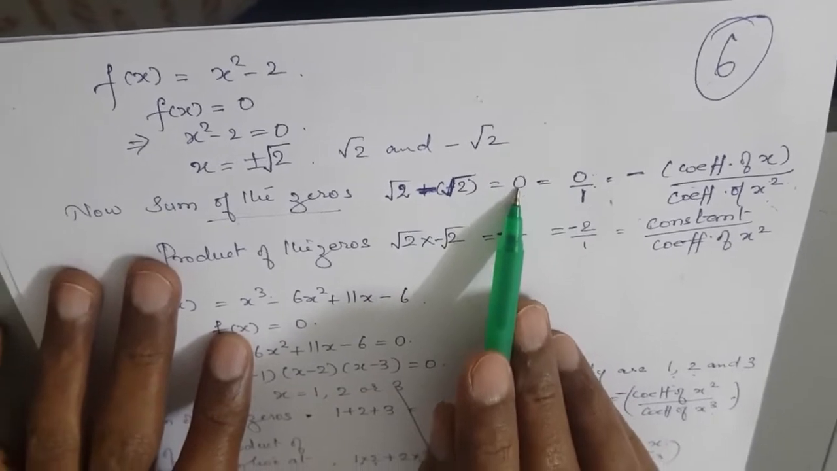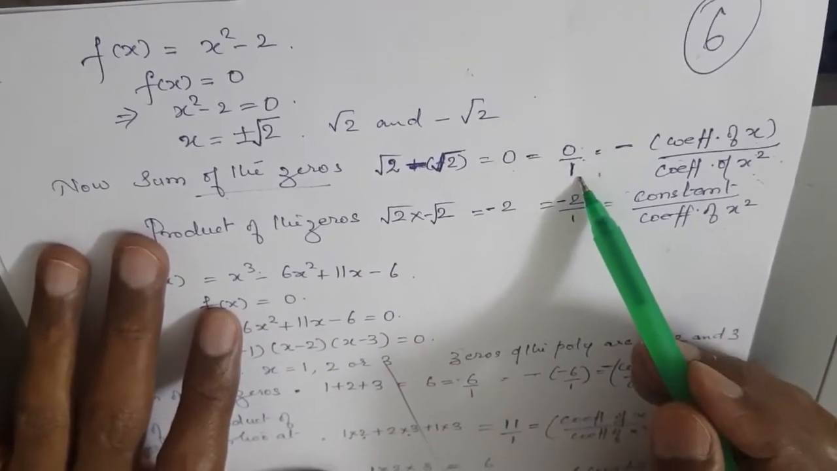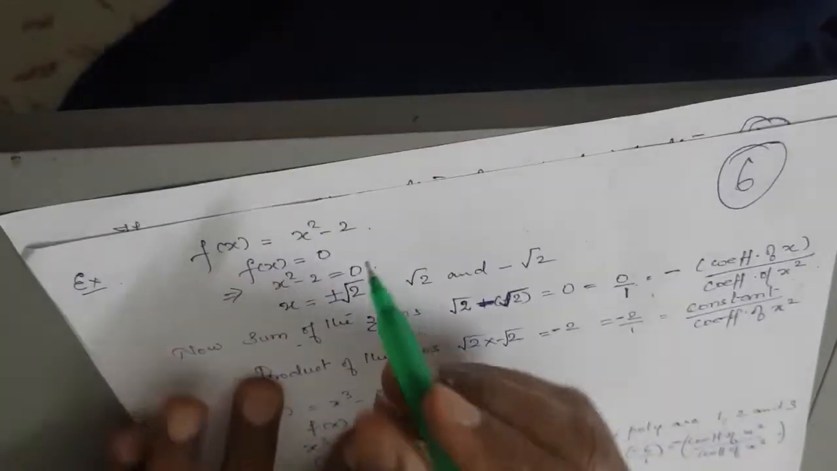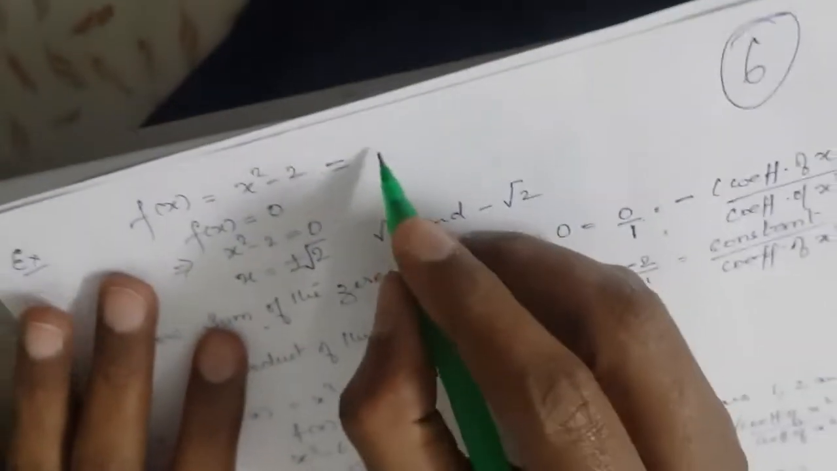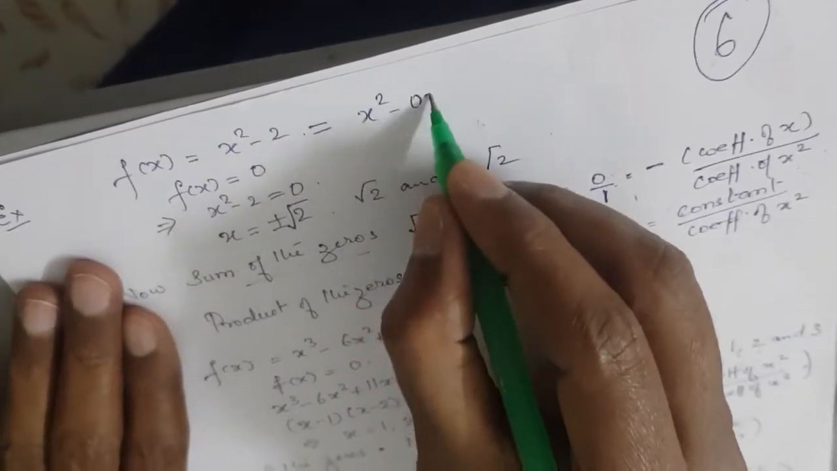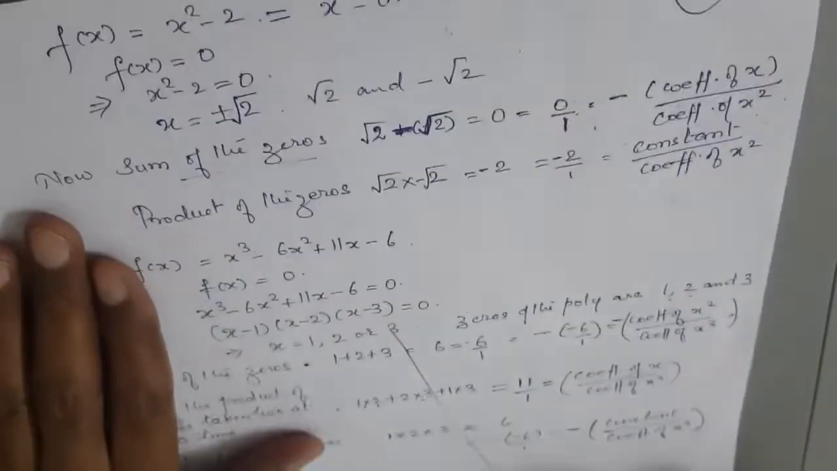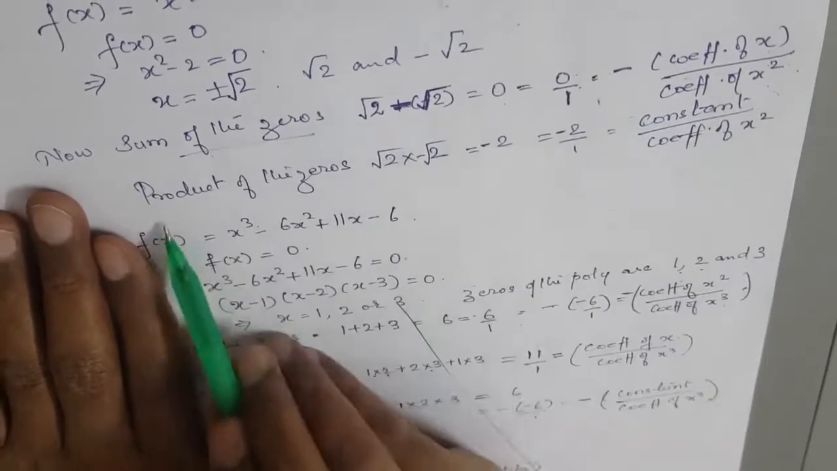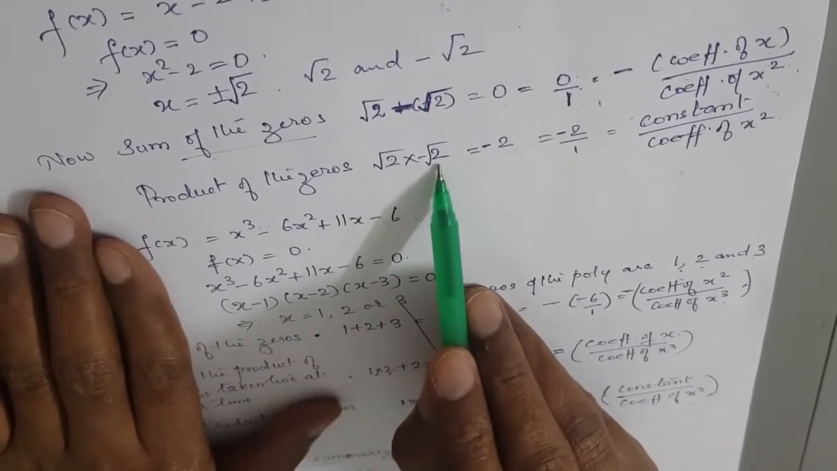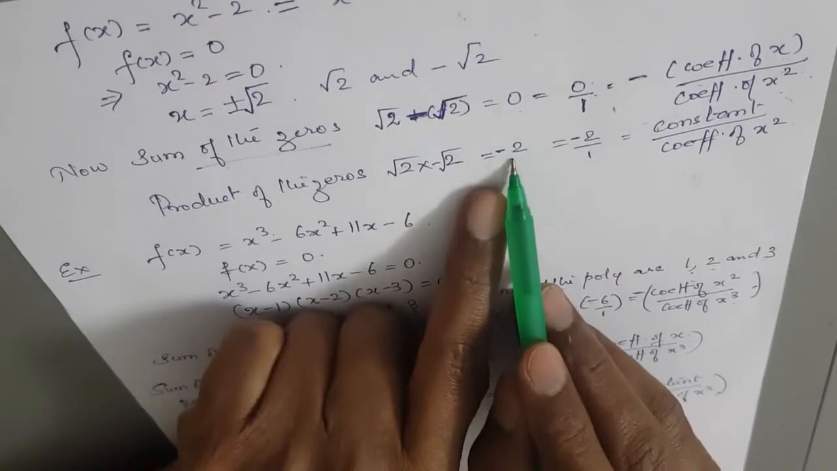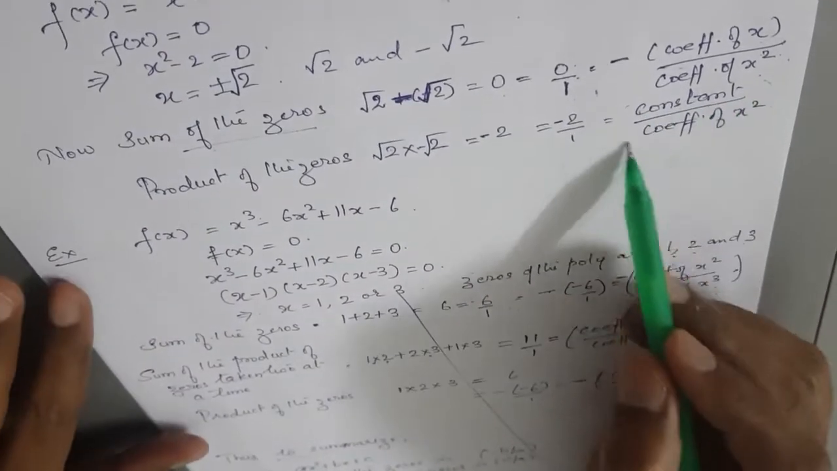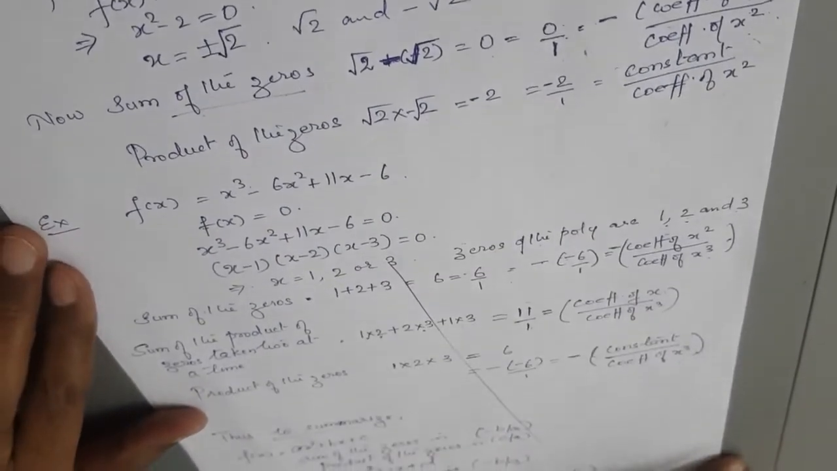0. Now this 0 can be written as 0 divided by 1, and 0 again can be written as minus coefficient of x. Why? Because here the x term is absent, so you can write x square minus 0x minus 2, right? So minus coefficient of x upon coefficient of x square. Again, product of the zeros is what? Root 2 into minus root 2, that is minus 2, and this minus 2 happens to be the constant of the given polynomial. So constant upon coefficient of x square, right?